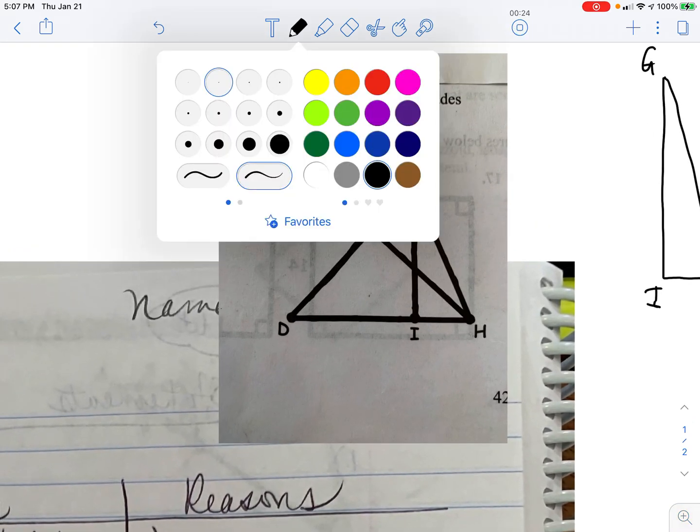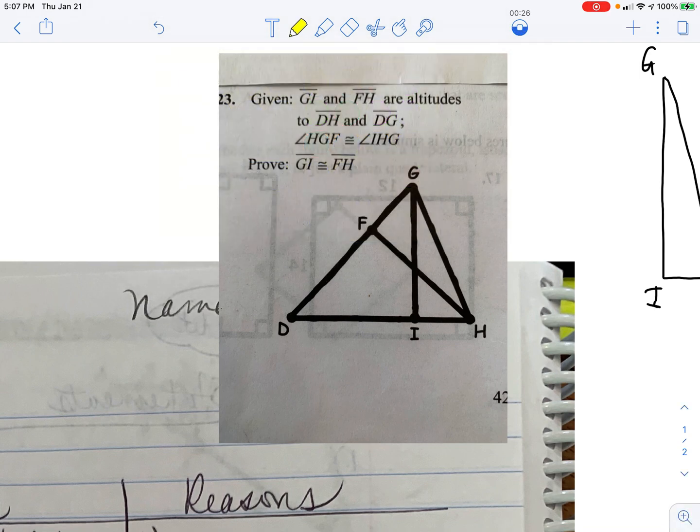All right, so we are given some information. We're told that GI and FH, so identify those, GI and FH, are altitudes. So remember what an altitude is. If you think about flying on an airplane and you're always questioning, what is the altitude now? My ears are popping or whatever. It means height, like how high are you? So altitude is height.